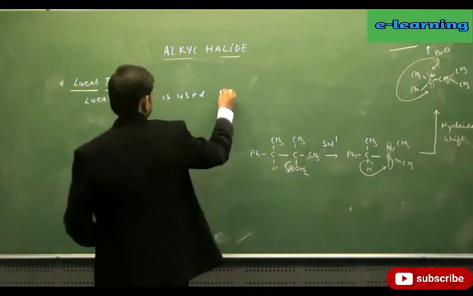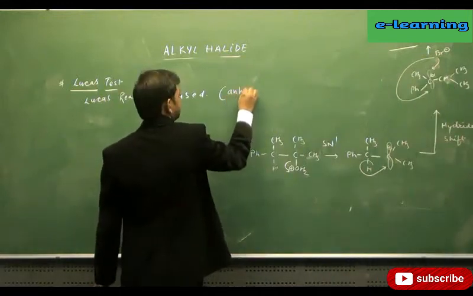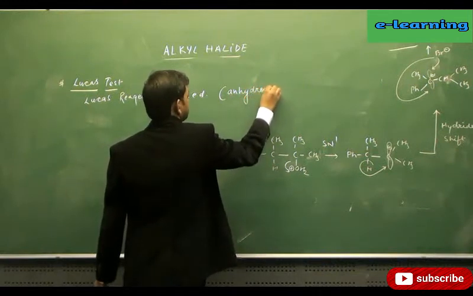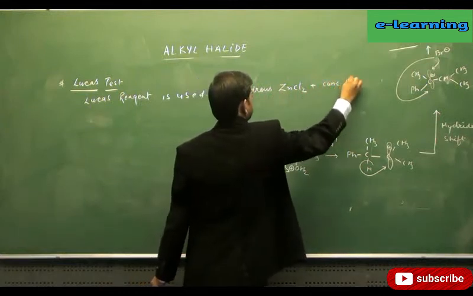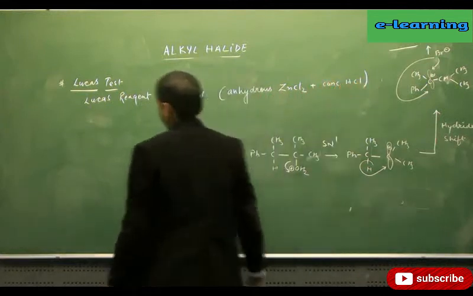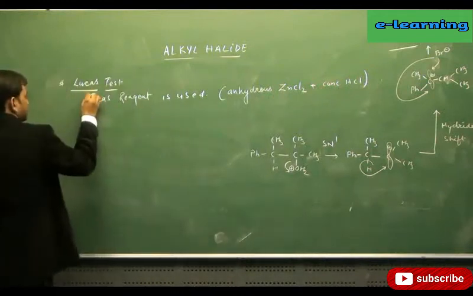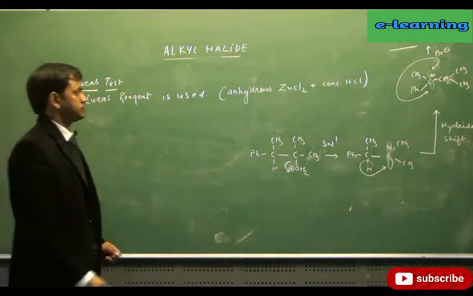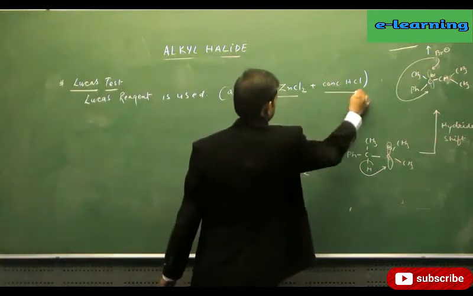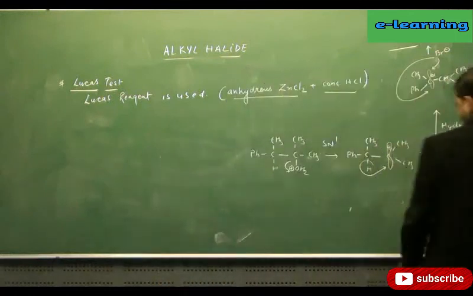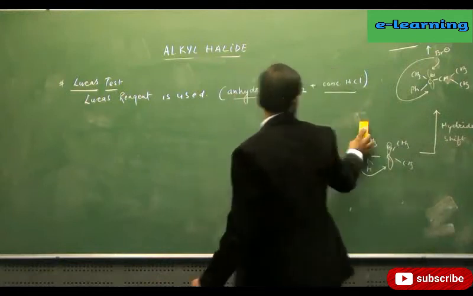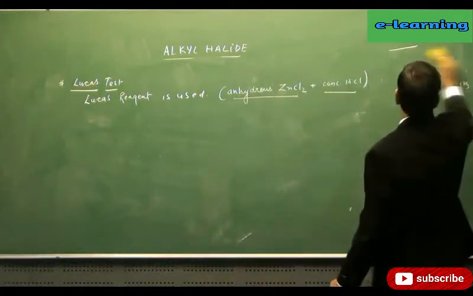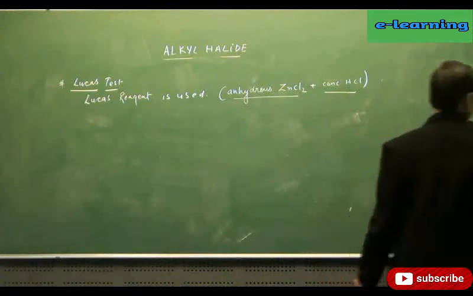Lucas reagent is anhydrous ZnCl2 plus concentrated HCl. This is Lucas reagent: anhydrous ZnCl2 and concentrated HCl. We can use this test to distinguish 1 degree alcohol, 2 degree alcohol and 3 degree alcohol.